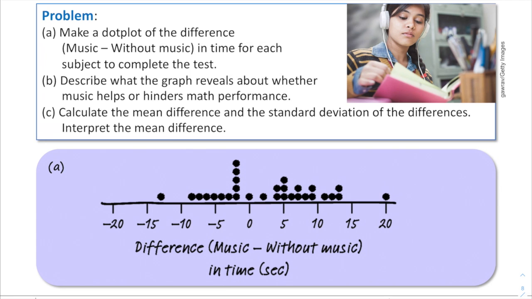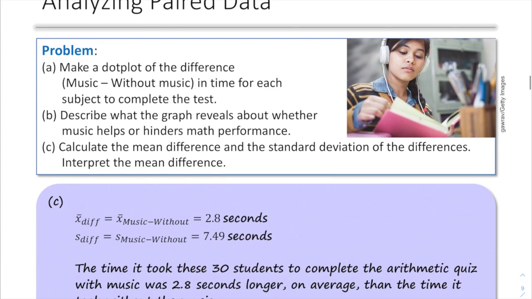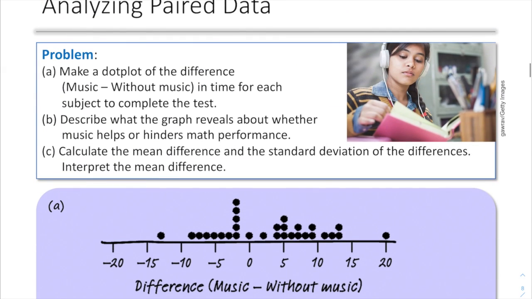So make a dot plot of the difference. Here's our dot plot. Part B was describe what the graph reveals about whether music helps or hinders math performance. Well, you can see there's values above 0 and below 0, and 0 is still included. So there's a possibility that there is no difference.